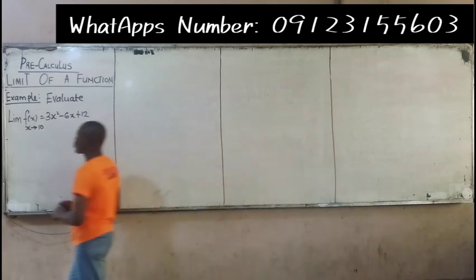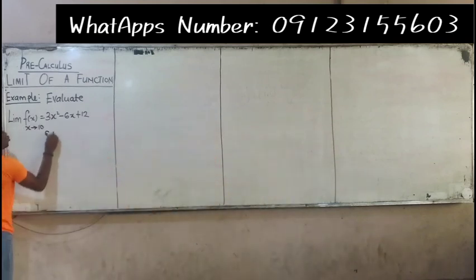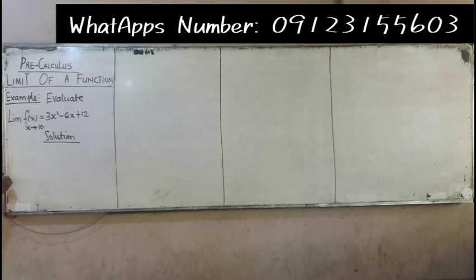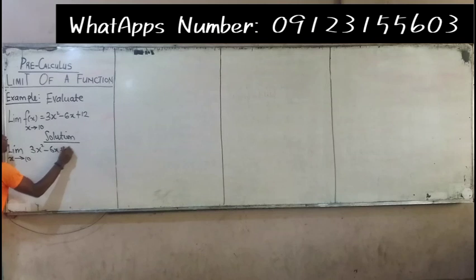To solve this is quite simple. Solution. My first task is to use what we call the direct substitution method. That is, anywhere I see x in this question, I'll put 10. So I'll have the limit as x tends to 10 of 3x squared minus 6x plus 12. Anywhere I see x here, I'll put 10.